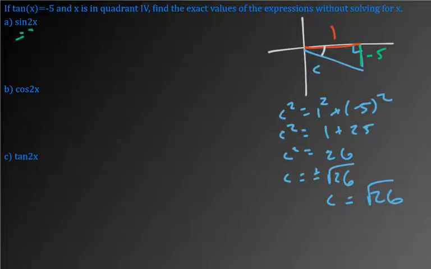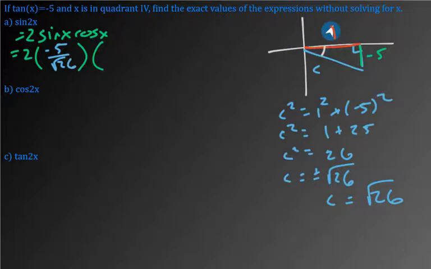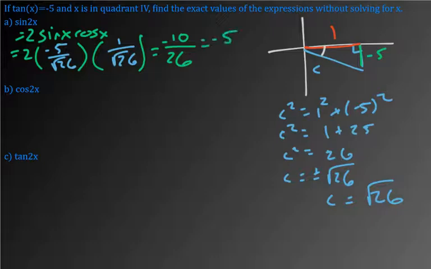So sine of 2x is 2 sine x cos x. I'll just plug in what sine is. Sine of this angle is -5 over c, so -5 over square root of 26. Cosine is adjacent, 1 over square root of 26. And then you just multiply all that out. It's -10 over 26, which, if you want to simplify it, simplifies to -5 over 13.